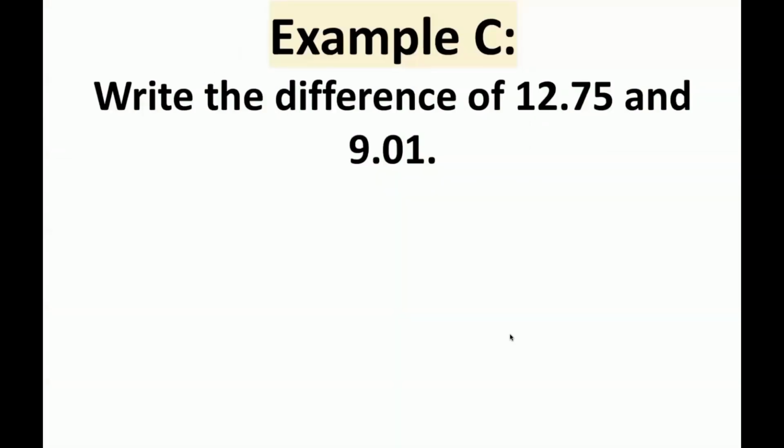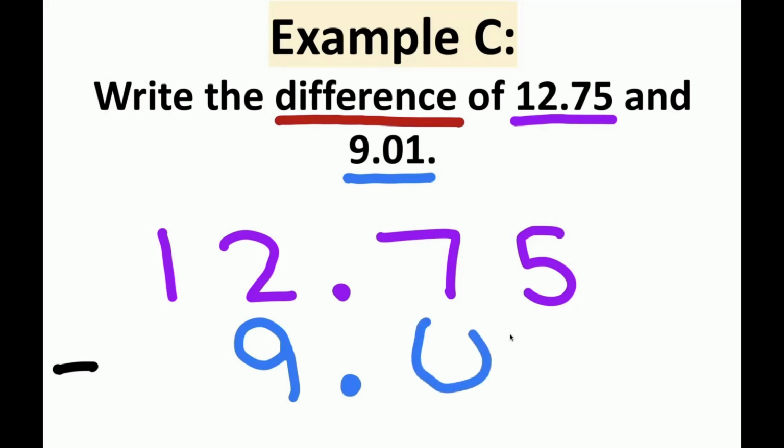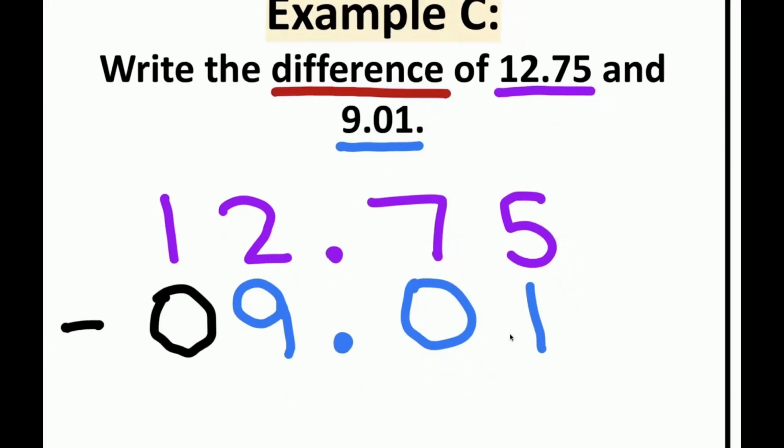Example C says, write the difference, okay, let's underline difference, keyword for subtraction, of 12 and 75 hundredths and 9 and 1 hundredth. When we're subtracting, the order that they give you the numbers, you have to keep that order. So because 12 and 75 hundredths came first, we're going to write that number first super neatly. 9 and 1 hundredth came second, so we'll write that second. Decimals should be right on top of each other, super lined up. We have nothing under the 1, so we can put a 0 placeholder to help stay organized.